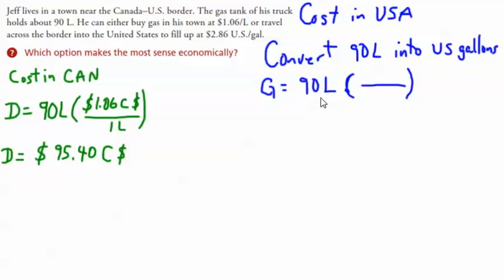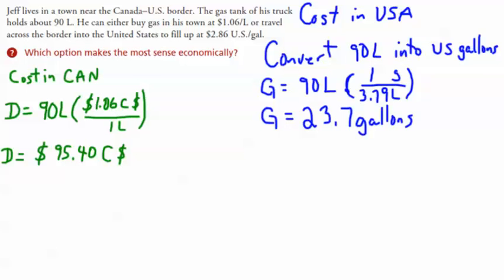The way I like to do this is, I know I want to cancel out the liters and change it into gallons. I know that a gallon's bigger than a liter, so I ask how many liters are in 1 gallon, and that's 3.79 liters per US gallon. Once I have that, I can easily change to gallons, because the cost, or the price, is given to us in gallons.